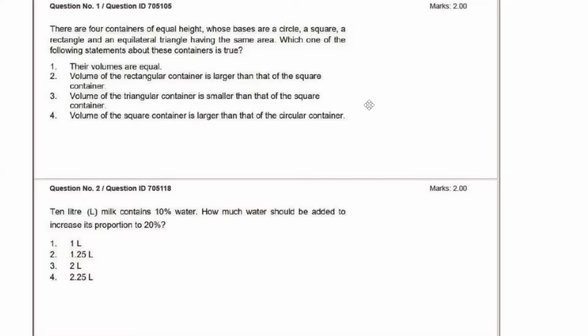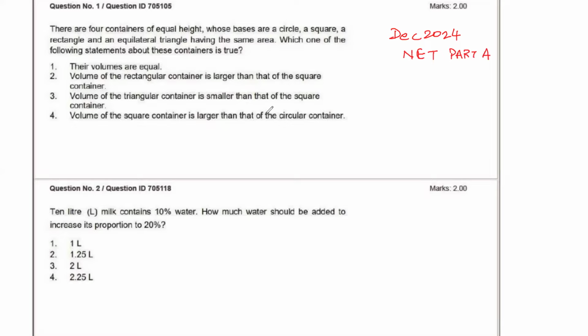Hi, we're doing the December 2024 paper. The exam took place in Feb 2025. This is the Physical Sciences NET paper. I'm only discussing part 8 questions on this channel.